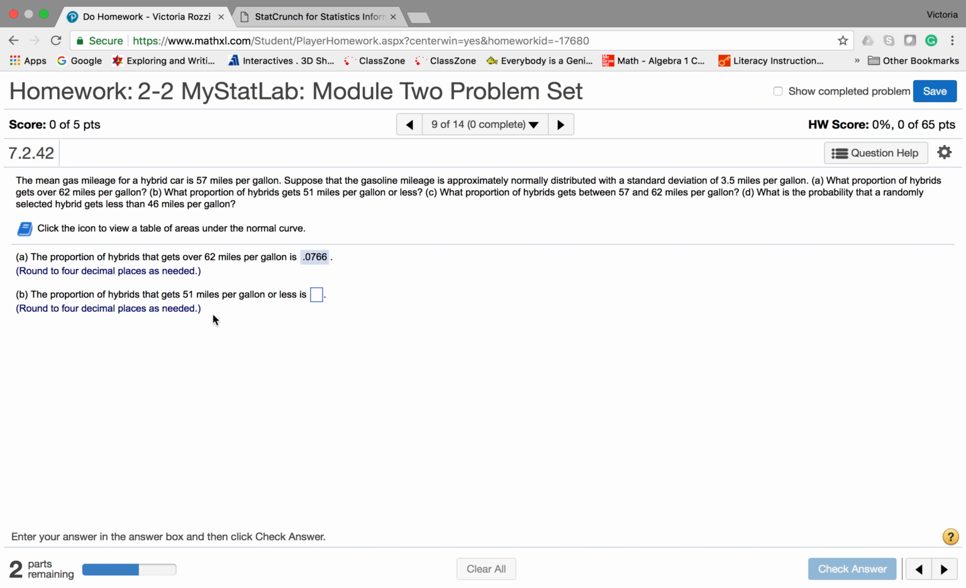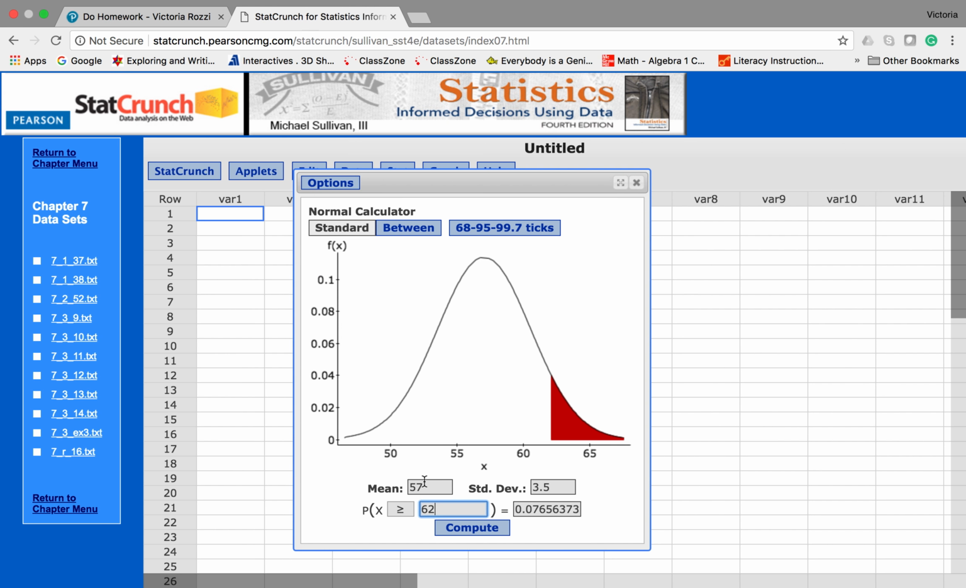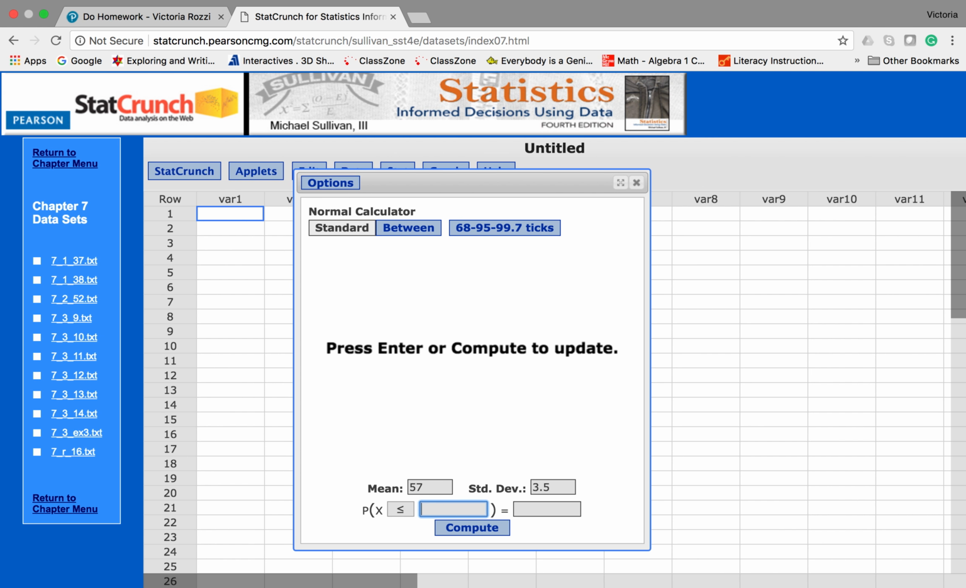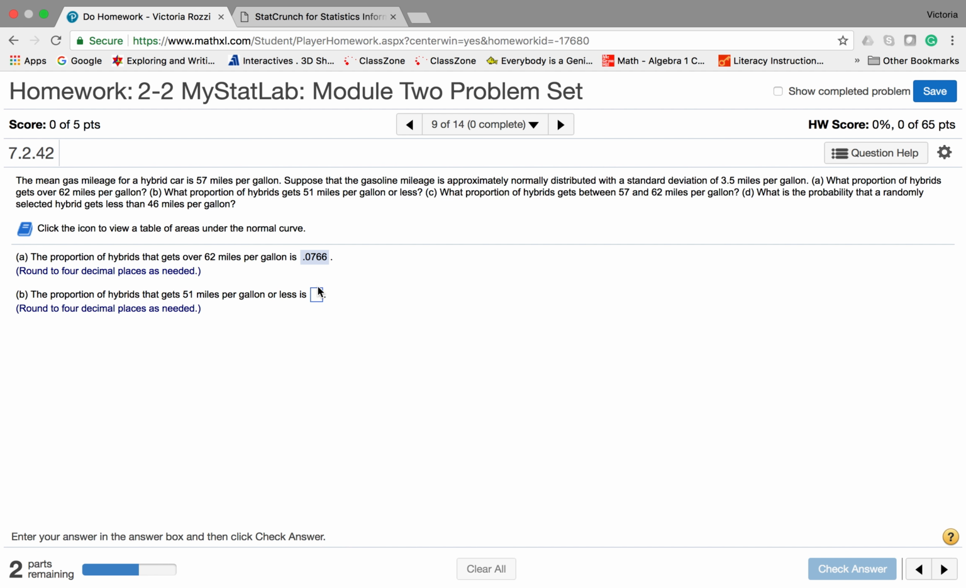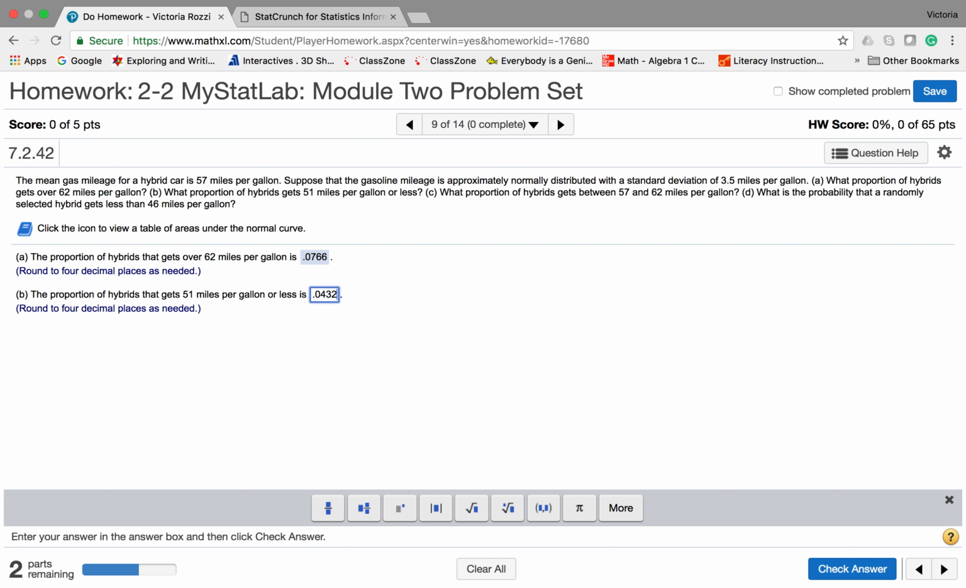Okay, now the next one here is I want a hybrid that gets 51 miles per gallon or less. So here I'm going to change my symbol to the less than symbol, and I want 51 miles per gallon or less. Again, I'm rounding to 4 decimal places, so 0.0432. Next to that's a 3, so we're going to keep that 2 the same. So just 0.0432.